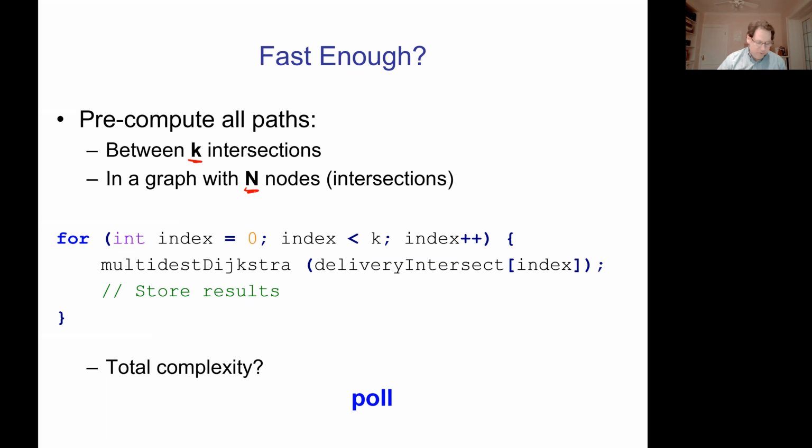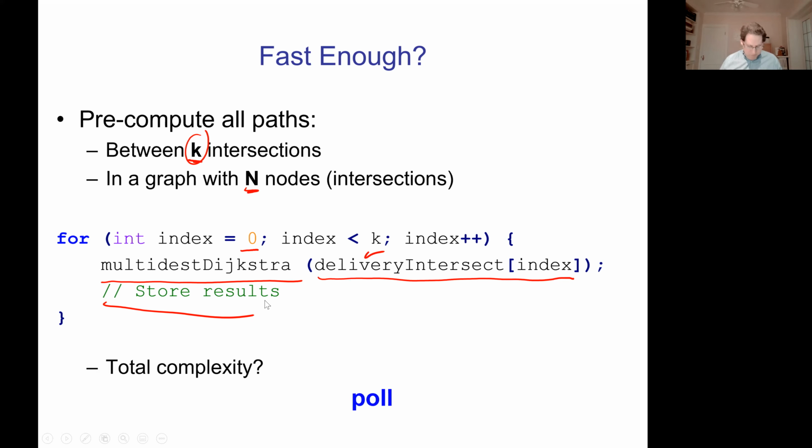This is the pseudocode of what we're doing. We're going through all these interesting intersections. If there's 100 deliveries, this is about 200 interesting intersections. We're going to go from the first one to the last one. For each one of those, each start point, source intersection, we're going to call this multi-destination Dijkstra algorithm with one of our interesting intersections, the delivery intersection of index. And as we do this, we're going to store the results in a matrix or something like a matrix, so we can look it up during our order optimization.